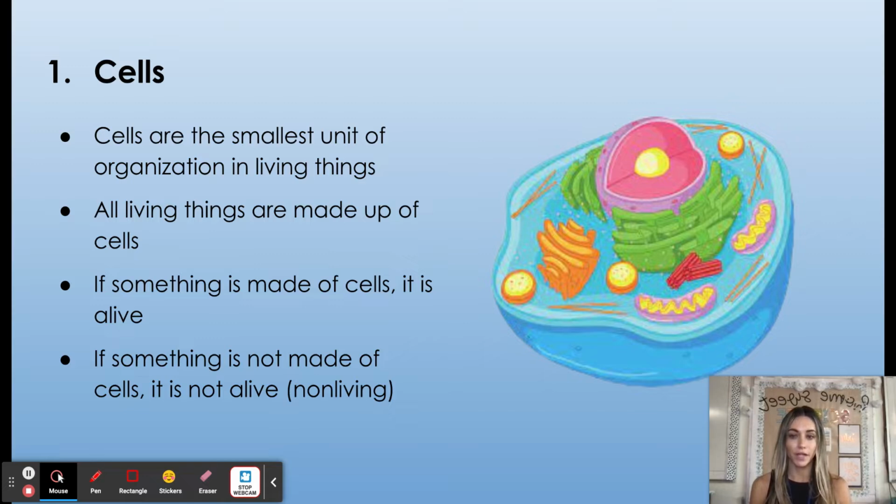First characteristic of life is cells. Cells are the tiny little building blocks that make up all living things, and they're the smallest unit of organization in any living thing. All living things are made of cells. So it's real simple. If something's made of cells, it's alive. If something is not made of cells, it is not alive, or what we call non-living.